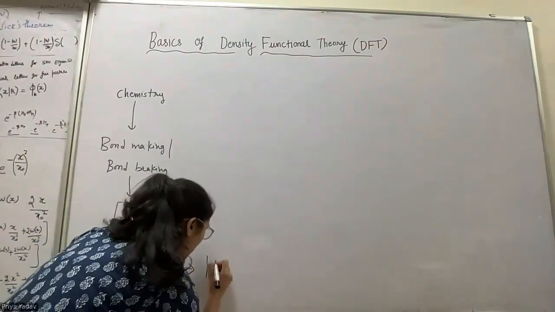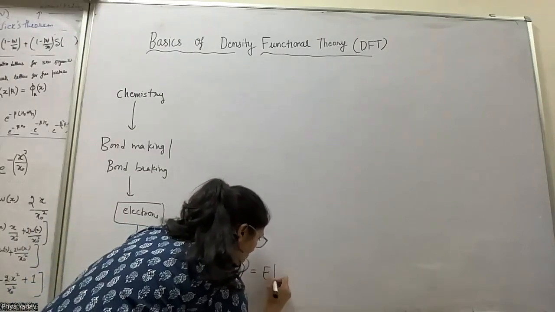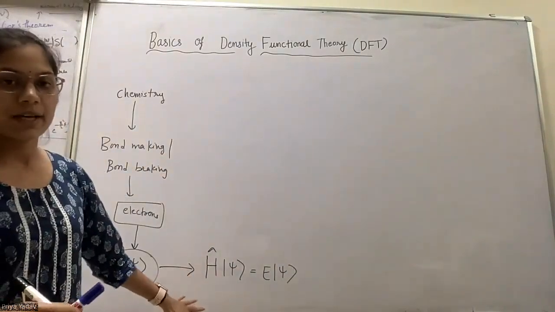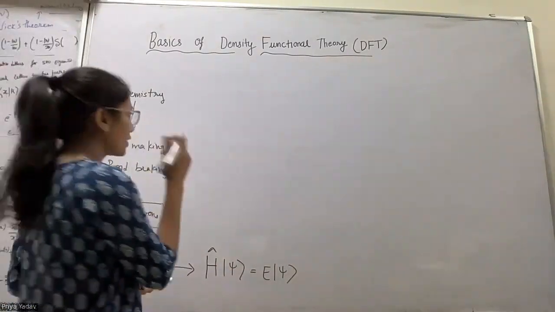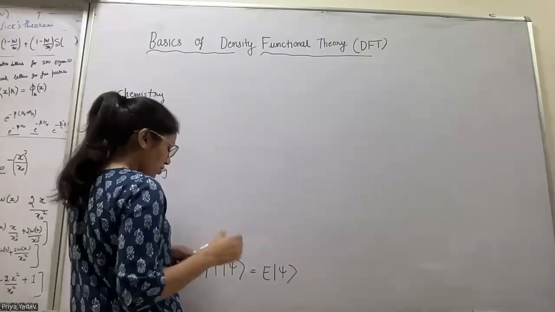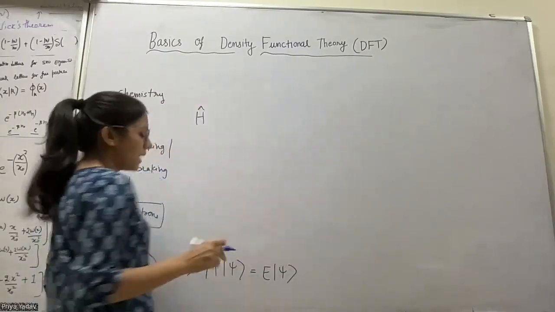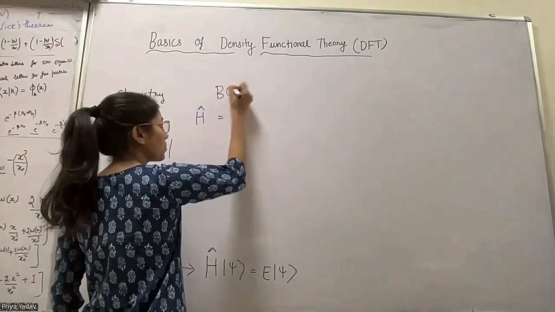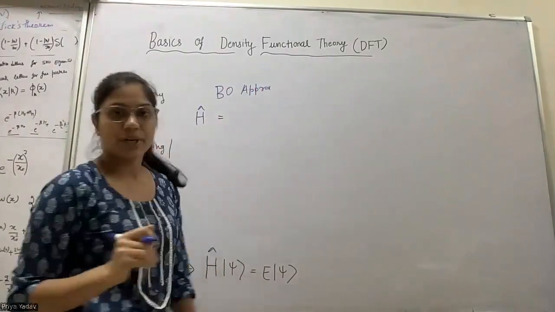So I'll be writing the time independent Schrodinger equation. If I want to get my wave function, I should have a Hamiltonian, right? And then I can get my wave function. Now let us look at what my Hamiltonian looks like. I'm talking about this Hamiltonian under the Born-Oppenheimer approximation. So this is H electronic basically.